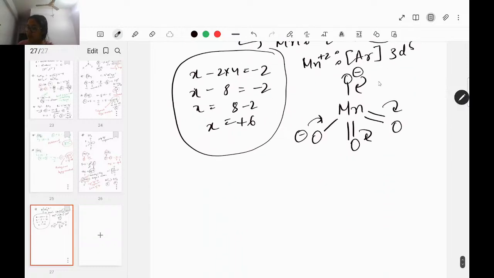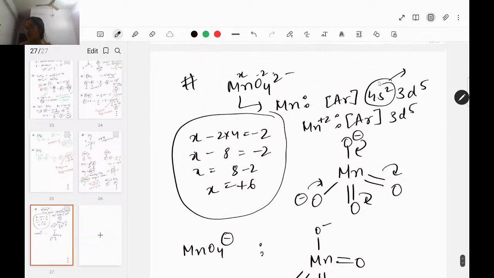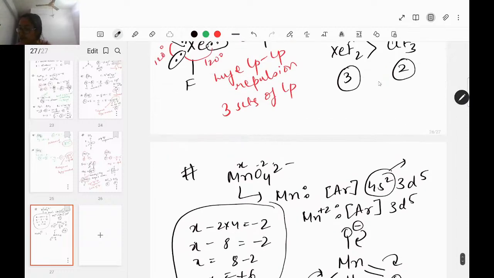And in MnO4 minus, similarly we have manganese in the middle, and we have O minus, O double bond, O double bond, O double bond. It somewhat looks like this. So there is only one O minus, and here we have two O minuses, and that is why we have this moiety. So both are tetrahedral in nature, TD. Okay. So now what was the question?